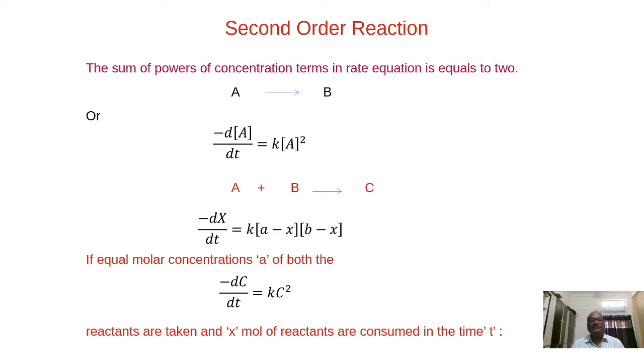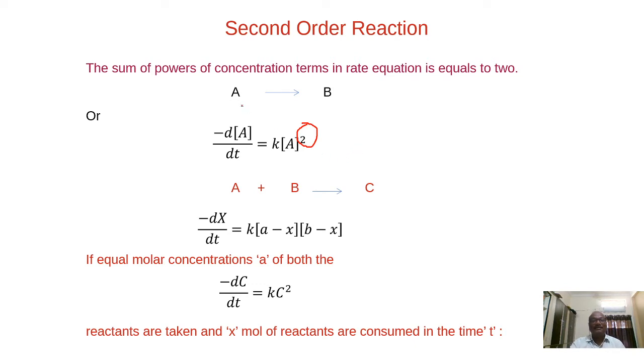Let's consider a reaction A gives B, or 2A gives B. How can I express the rate of reaction? Minus d[A]/dt is equal to k[A]^2. A concentration power 2. So in this equation, the sum of powers is 2. That's why we say it is a second order reaction.